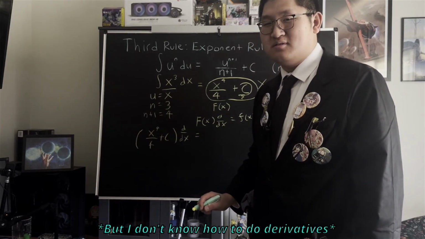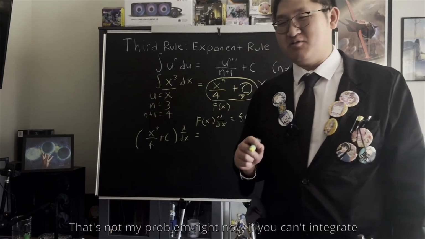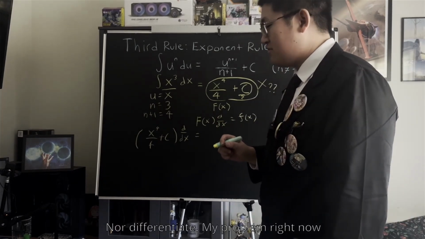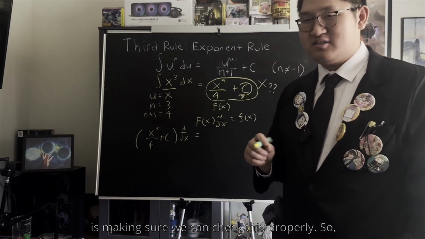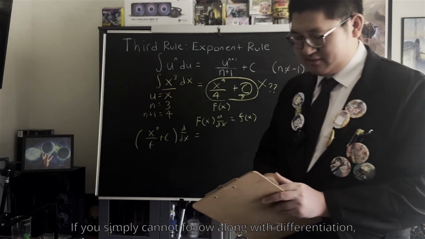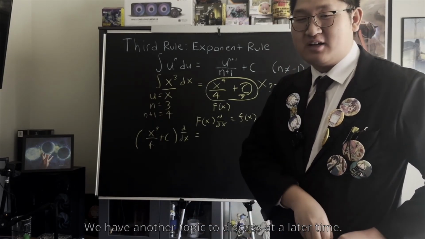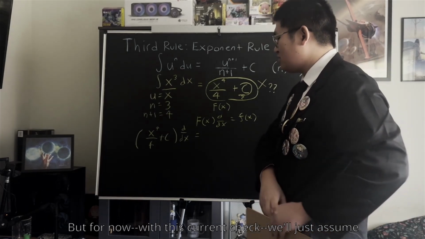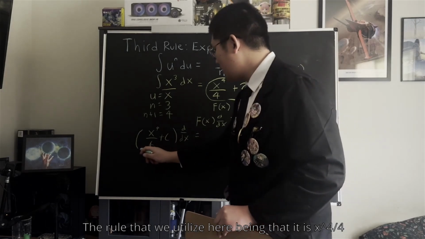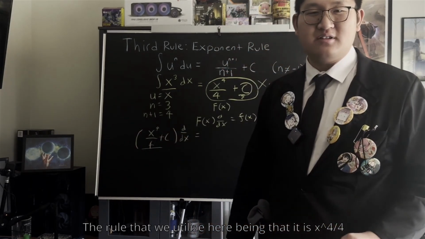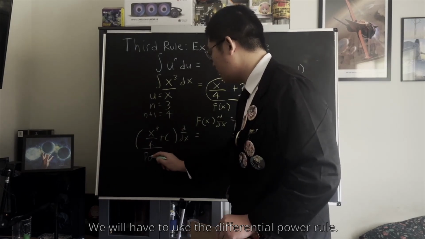But I don't know how to do derivatives. That's not my problem right now if you can't integrate, nor differentiate. My problem right now is making sure we can check this properly. So, if you simply cannot follow along with differentiation, we have another topic to discuss at a later time. But for now, with this current check, we'll just assume that you can differentiate. So, the rule that we will utilize here, being that it's x to the fourth over 4, is the differential power rule.